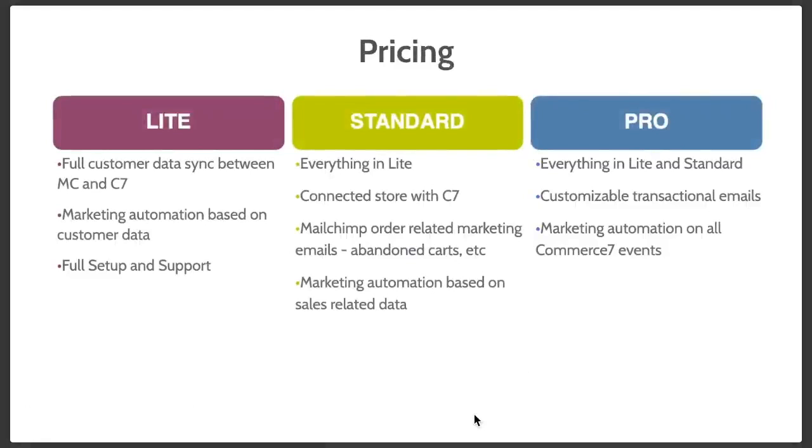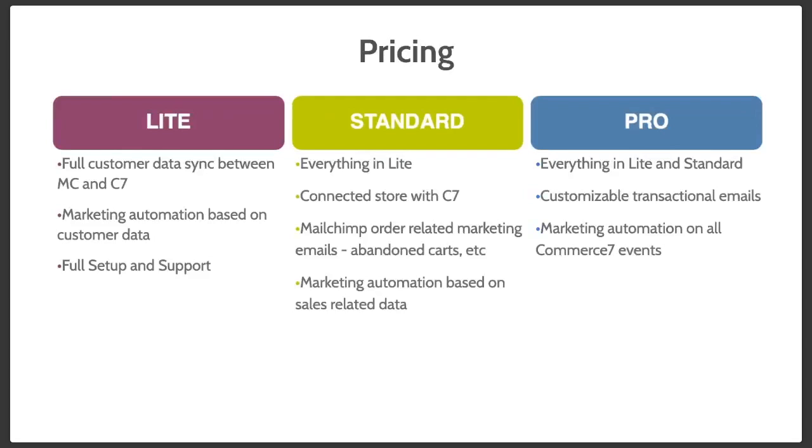So now let's talk about the options and pricing. With the Lite edition, you get a full two-way customer sync with basic marketing automation on customer data. This includes things like their groups, their age, what clubs they're in, and so on. But with this edition, you're not going to get any e-commerce related data. The purchase orders won't come through. No connected stores are included in this Lite package. With every single tier, you get full setup, so we'll do all the work, and you get support included in the package on the integration.